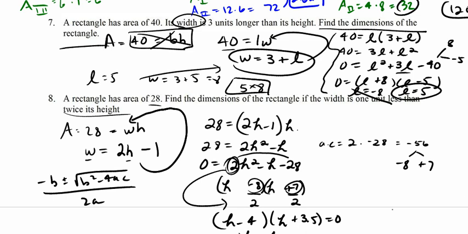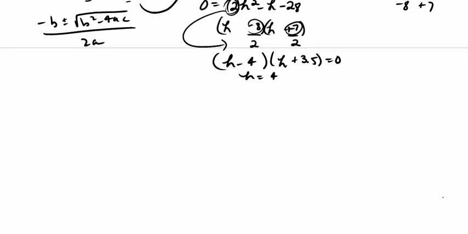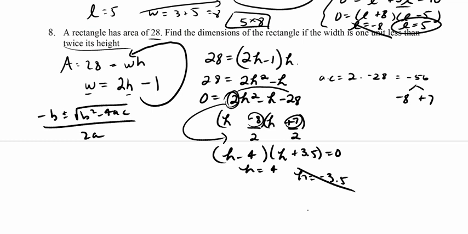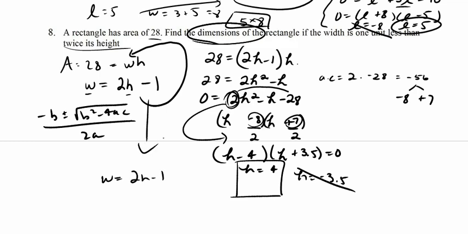We get h equals 4. And h equals negative 3.5. And of course, that doesn't make any sense. We've got to throw that one out. So I got h equals 4. Now they wanted the dimensions of the rectangle, so that's part of it. H equals 4. But I also need the width. And the width formula was 2h minus 1. If I copy that from above, if I plug in h, I get 2 times 4 minus 1, 8 minus 1, which is 7. Width is 7.